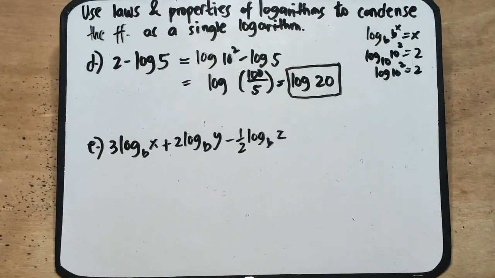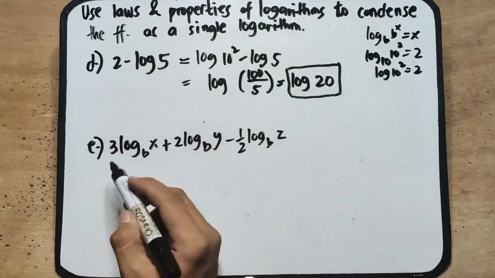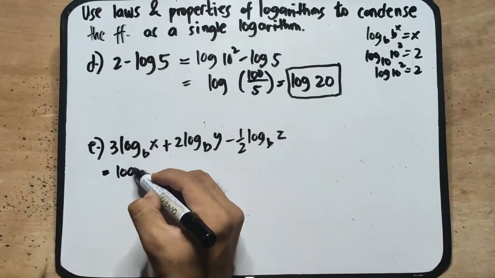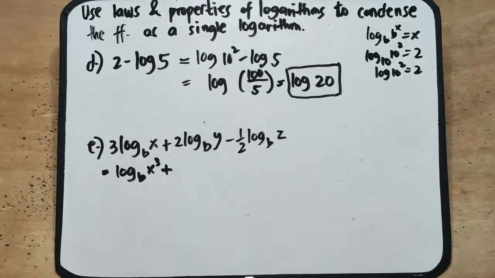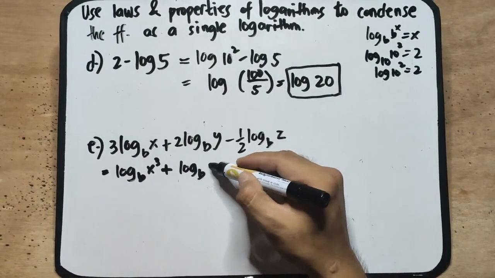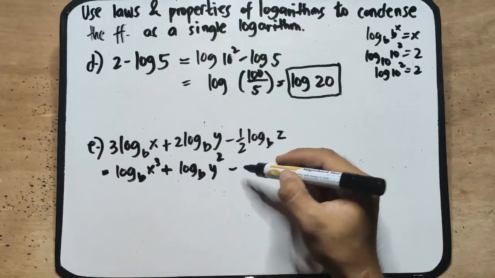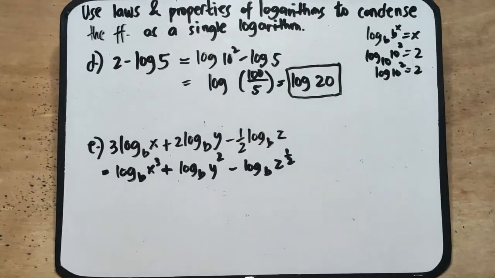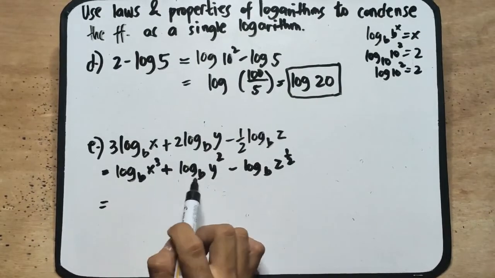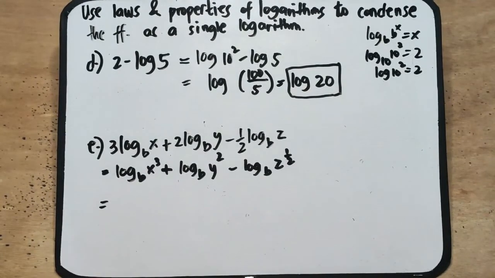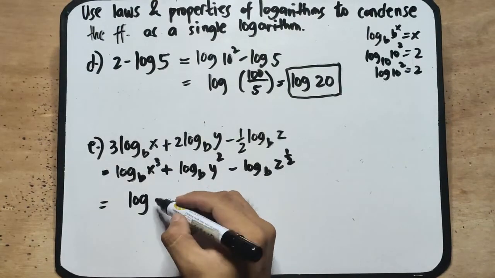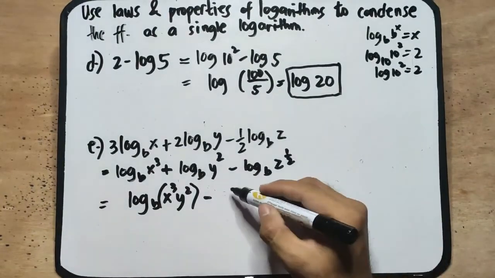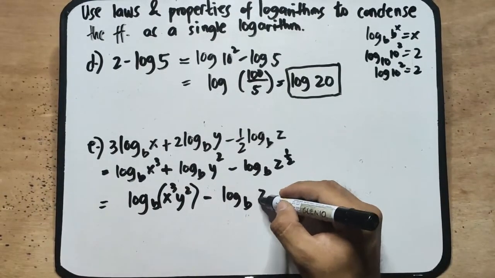of y minus 1 half times log base b of z. The numbers right before the term log are exponents. So, this will be log base b of x cubed plus log base b of y squared minus log base b of z raised to 1 half. Since this part is addition, it becomes multiplication. If we use the first law, we have log base b of x cubed y squared. Then we bring down minus log base b of z raised to 1 half.